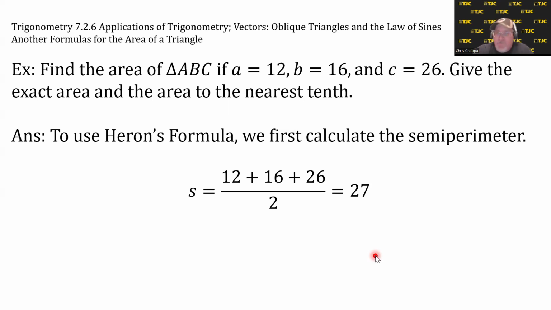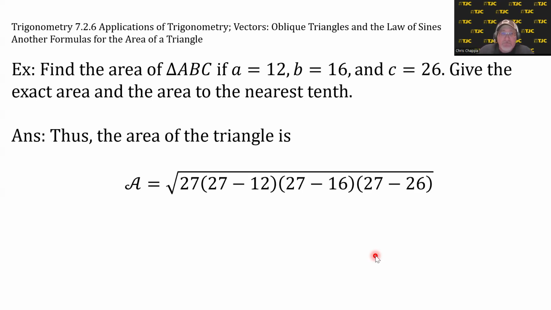Now we're going to use Heron's formula. We first calculate the semi-perimeter, which is half the sum. And the sum divided by 2 is 27. So the area of the triangle is the square root of 27 times 27 minus 12 times 27 minus 16 times 27 minus 26.